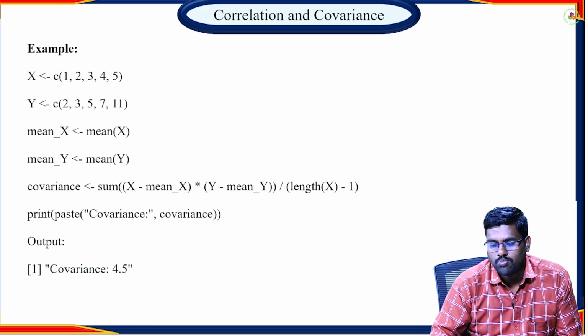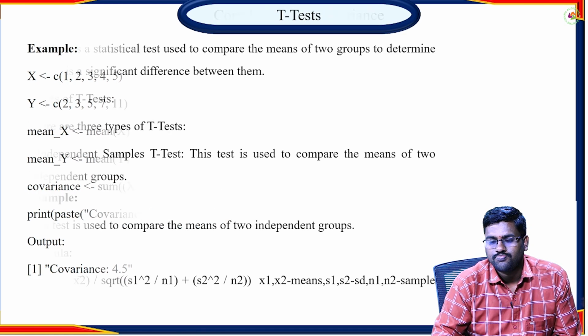Now, I will show you an example. First I took two vectors x and y, and we calculated the means. Next, for covariance, we calculated the sum of x minus mean x into y minus mean y, divided by length of x minus 1. Mean x value is 3, and mean y value is 5.6, which we already calculated previously. So x minus mean x means 1 minus 3, 2 minus 3, 3 minus 3, 4 minus 3, 5 minus 3, into 2 minus 5.6, 3 minus 5.6, like that the values are substituted. Finally, we get the covariance value of 4.5.